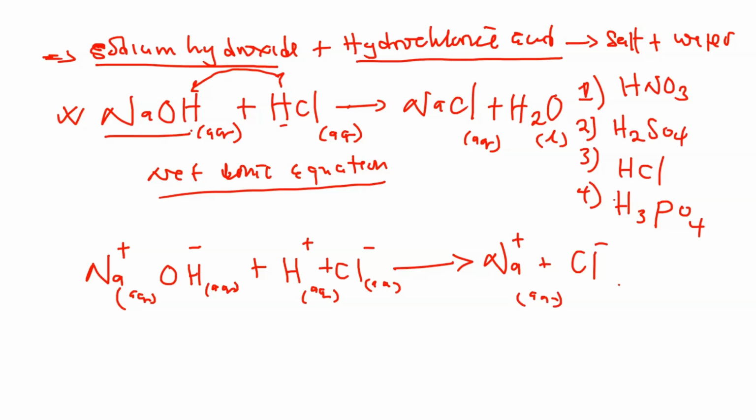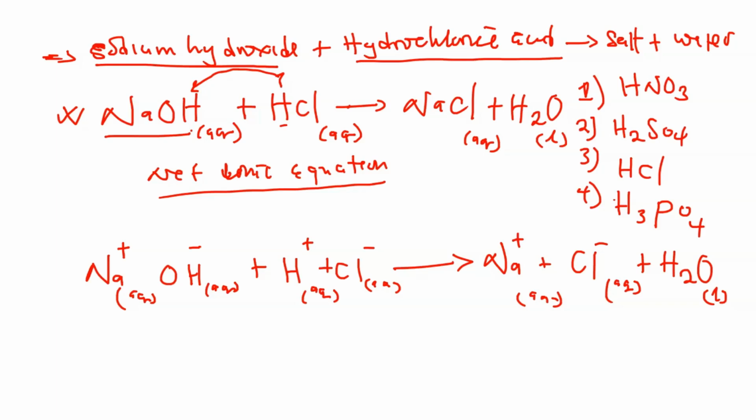So aqueous, aqueous. Okay, then plus water. We are not going to split it because it's in liquid form. Solid, liquid, and these other states you don't split. You only split those that are in aqueous. Okay? Then now, in order to write the net ionic equation, you are going to cancel out what we call spectator ions. And those are the ions that are found on both sides of the equation. That is on the reactant and of course the product side.